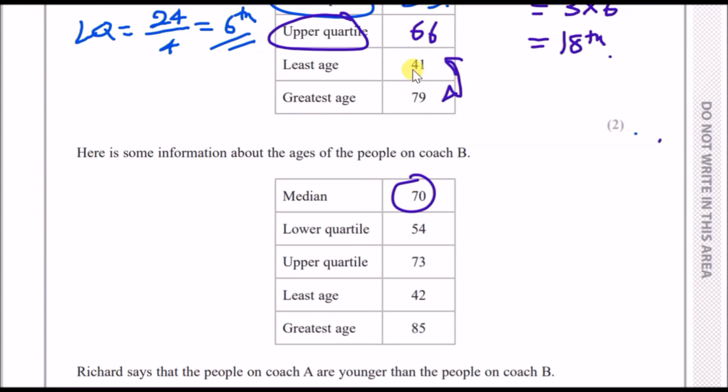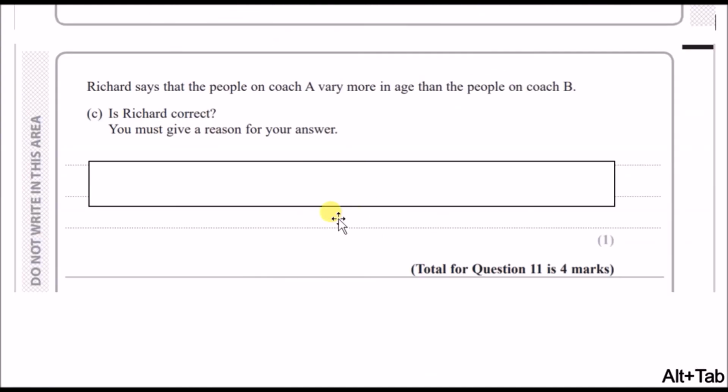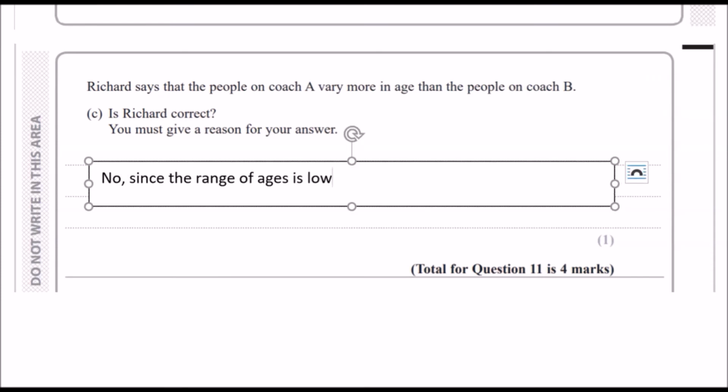Well, looking at coach A, we can see that the ages vary by 38 years because that's the difference between the highest and the lowest age. Whereas in coach B, it's actually 43. So, is this statement true? No, because the range of ages in A is actually lower than those in B. And then you can put some values: 38 is less than 43. And that should be enough, guys.